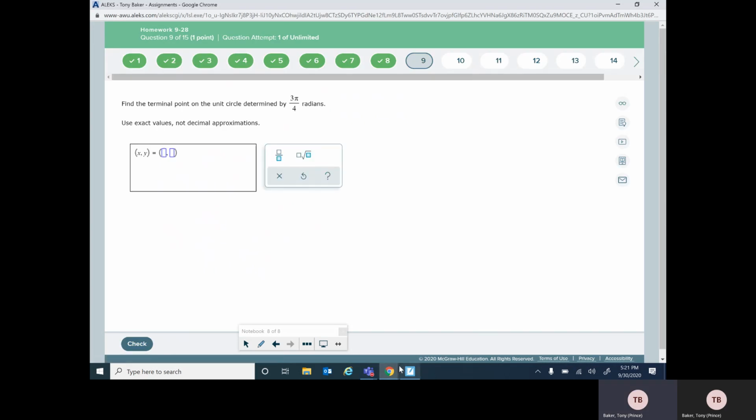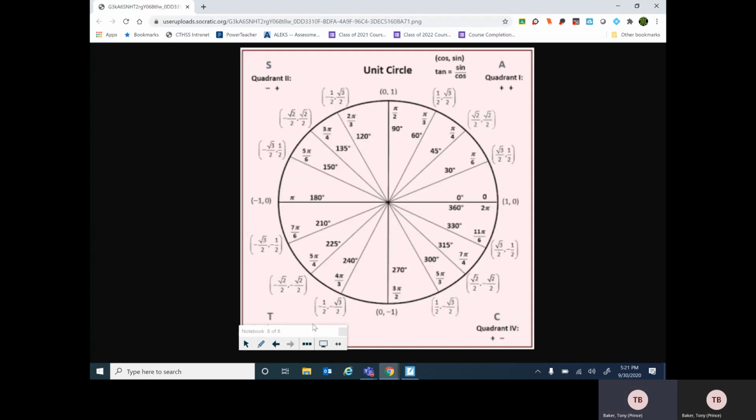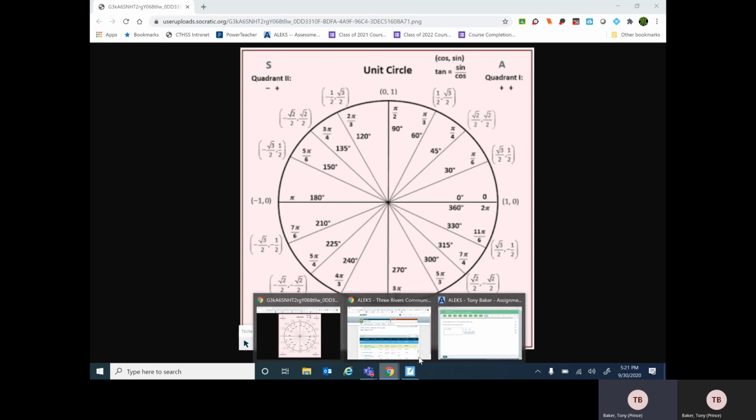This is why it's always important to go back and look at your unit circle, because it actually will tell you where those numbers are. So I would print out this unit circle and have it right in front of you at all times when you're doing these problems. It's definitely going to make your life a lot easier.